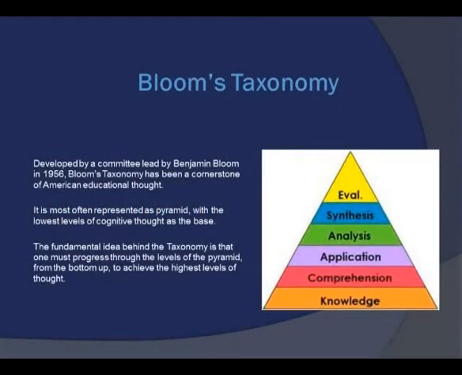The most popular and the original of the educational taxonomies was Bloom's taxonomy. Developed by a committee led by Benjamin Bloom in 1956, Bloom's taxonomy has been a cornerstone of American educational thought. It is most often represented as a pyramid with the lowest levels of cognitive thought as its base. The fundamental idea behind this taxonomy is that one must progress through the levels of the pyramid from the bottom up to achieve the highest levels of thought.